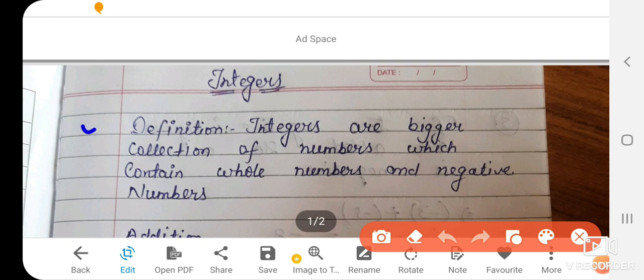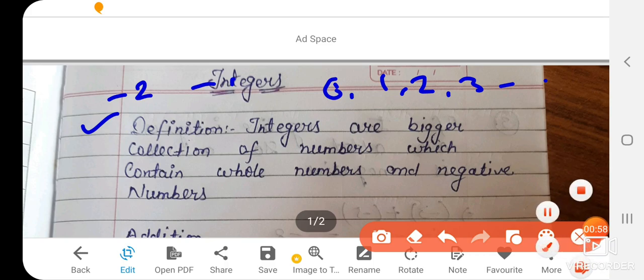Okay, so you can see the definition of integers. Integers are a bigger collection of numbers which contain whole numbers and negative numbers. You know very well what whole numbers are. Whole numbers start from 0, then 1, 2, 3 and go to infinity. And also negative numbers, that means when we write -1, -2, those are negative numbers.